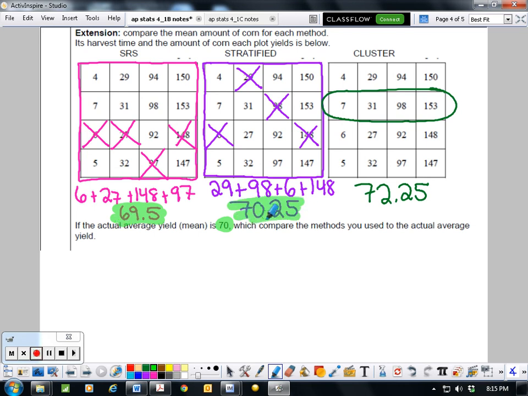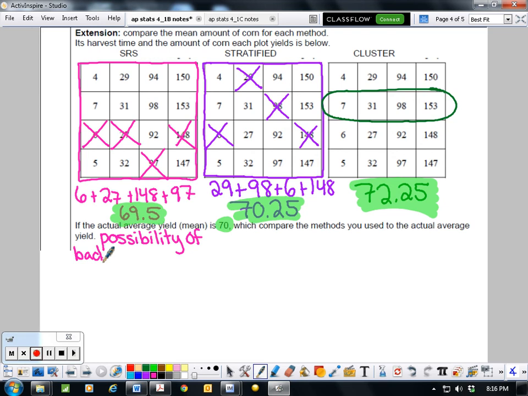Now our cluster one was nicer. It was easier to do, which is really nice when you're thinking about all the logistics of having to sample. And it's not that far off. So it's easier to do, but it's not quite as accurate. So just different things to think about. So here we have a possibility of some bad results. We do.